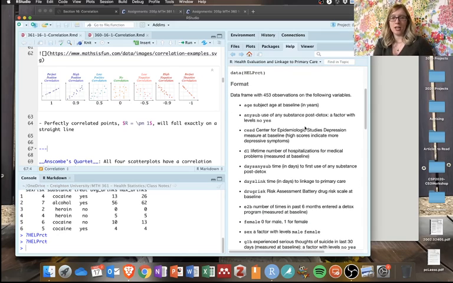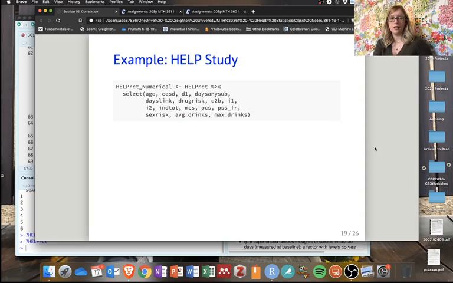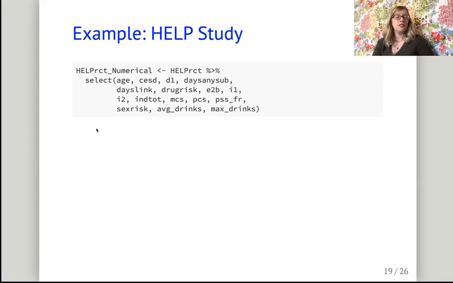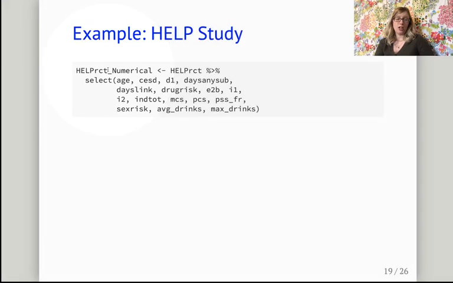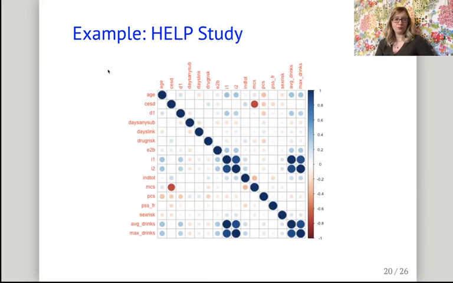Some of these variables are clearly numeric. Age, for example, is a numerical variable. Some are clearly categorical. So whether they've used a substance since leaving detox, that's a categorical variable. I'll use the select variable to choose which variables to keep as being numeric in this data set. There's no minus sign in front of any of these, so I'm keeping these variables, not getting rid of them.